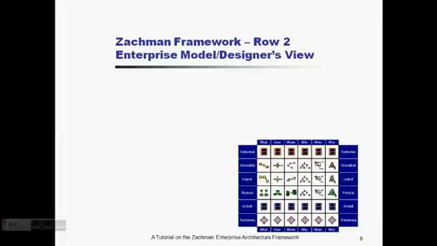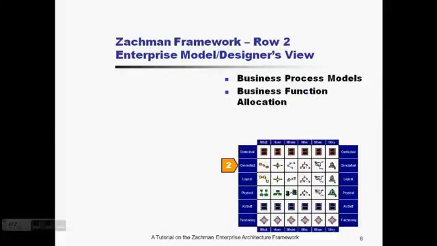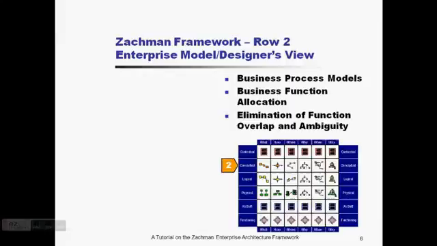Row 2 is about the business process models. We're talking about business function allocation, and about elimination of function overlap and ambiguity. We are making sure that we don't construct multiple functions for the same purpose, that do the same business function for us.